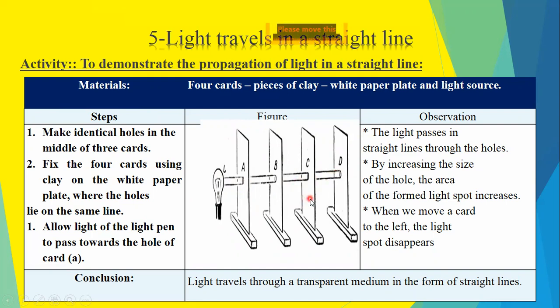تمام؟ طيب what will happen if we move one of them؟ حركنا C مثلا for example يمين أو شمال. We cannot receive the picture of the light on the screen. ليه؟ لأن ال light only can go through in straight lines. طالما في حاجة اتحطت في الطريق يبقى مش هيقدر يتحرك. يبقى light travels through a transparent medium in a straight line.